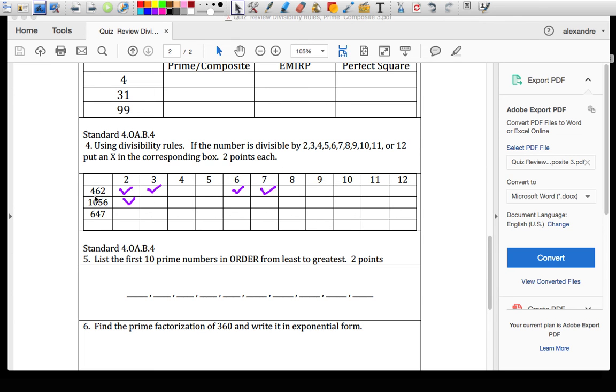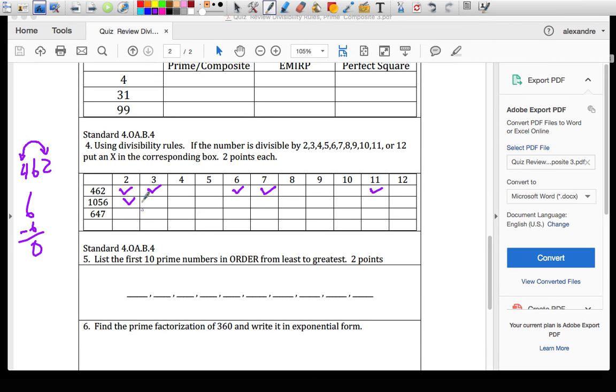9, if you add them all up, 4 plus 6 plus 2 is 12. That's not divisible by 9. 10, it's not. It doesn't end in 0. 11, remember what we had to do. 4, 6, 2. So for 11, add this one and this one, 2 and 4 is 6, and then subtract the other one, giving you a 0. If the answer is a 0, or any other multiple of 11, it's divisible by 11. So in this case, definitely yes.